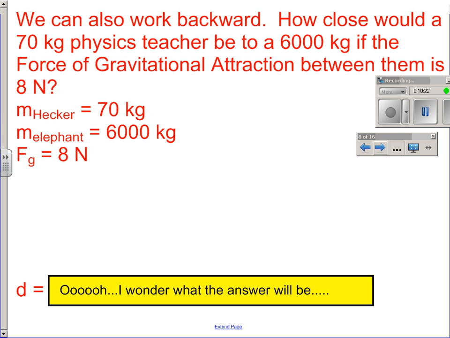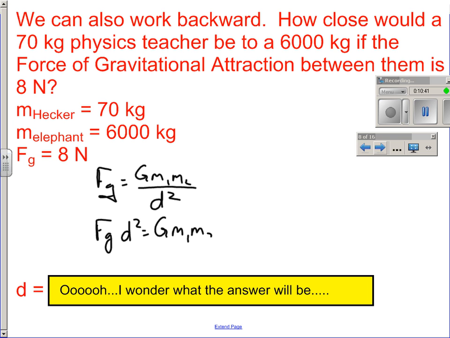So start with this equation. You know our force of gravity is this. So if you want, you can plug in your numbers and solve for d. I'm going to do the algebra first. If we multiply both sides by d squared, you get this. So we're still trying to solve for d. So we got to divide by force of gravity. That gives us d squared equals G m1 m2 over force of gravity, and then take the square root of both sides.